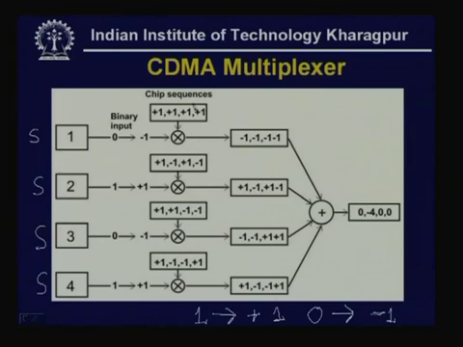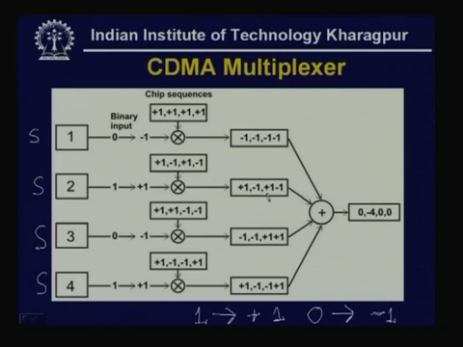Each of them is different from the other three, and then this binary input is multiplied with the chip sequences. So for channel 1, the input is -1, and when +1, +1, +1, +1 is multiplied by -1, it becomes -1, -1, -1, -1. On the other hand, for channel 2, it is multiplied with +1, so it remains the same.